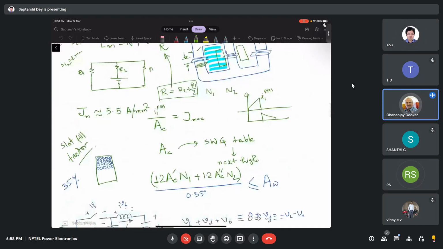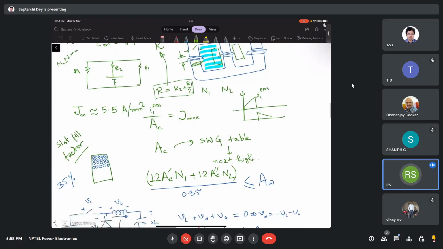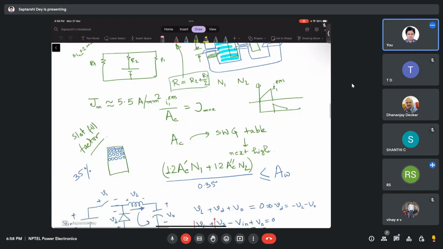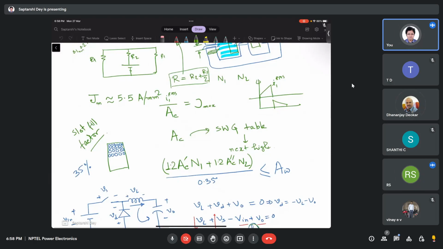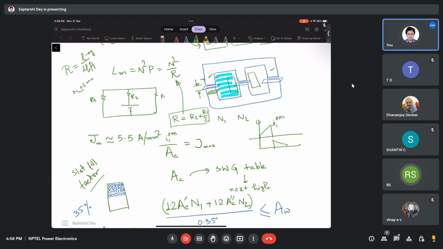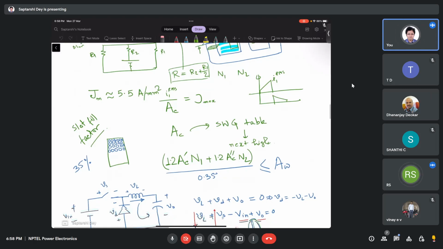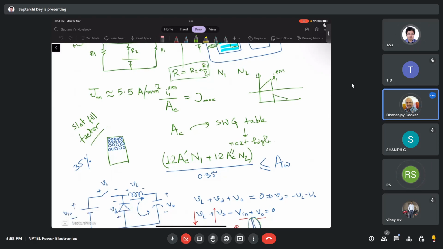From this designing part of the transformer, this part we discussed: slot fill factor and everything, window area, how to calculate window area, how to select the required wire from the SWG table. We discussed everything. That AP approach is there, no, sir? Yes, area product, I think I gave some hint about it.